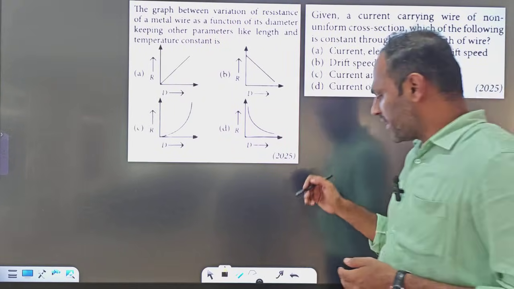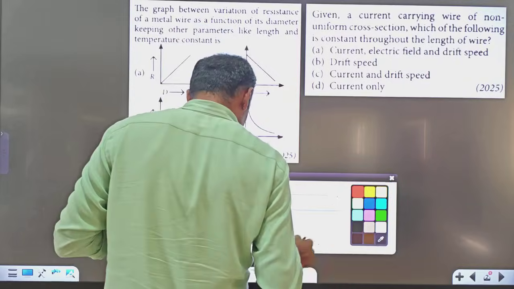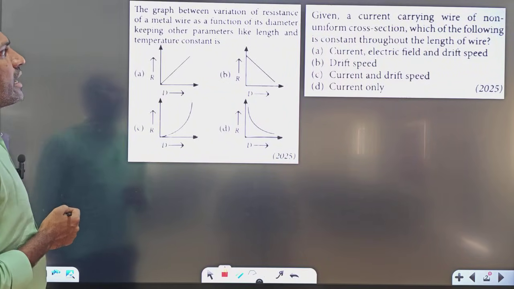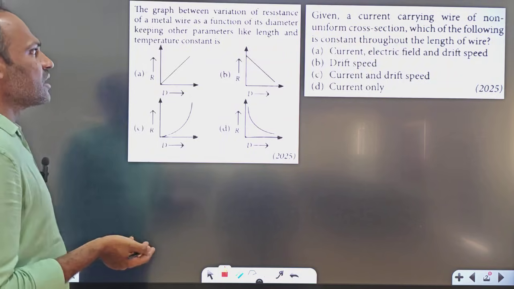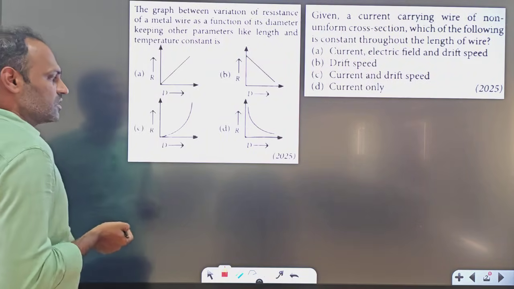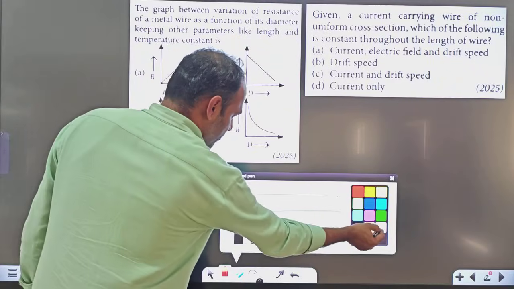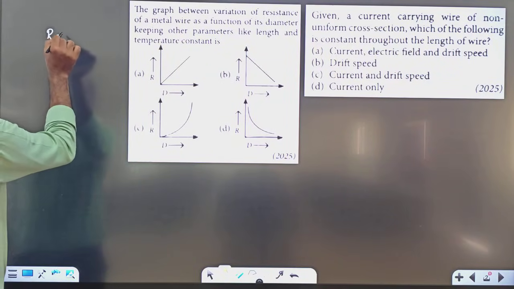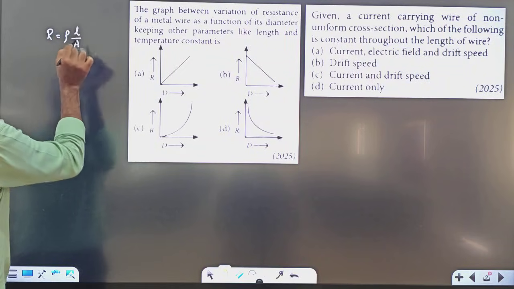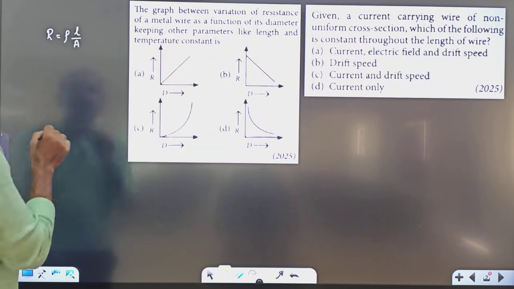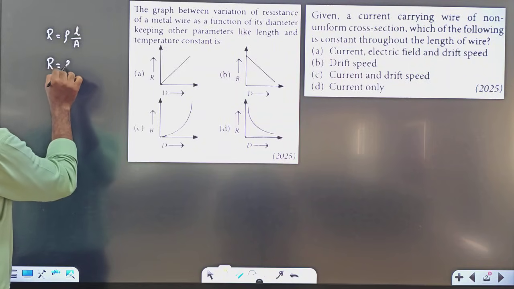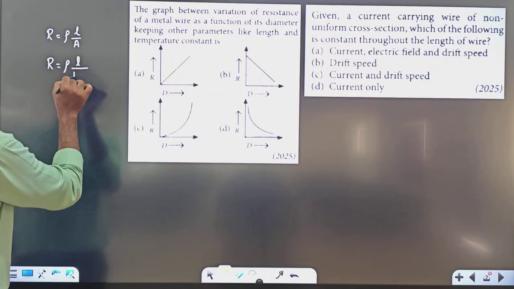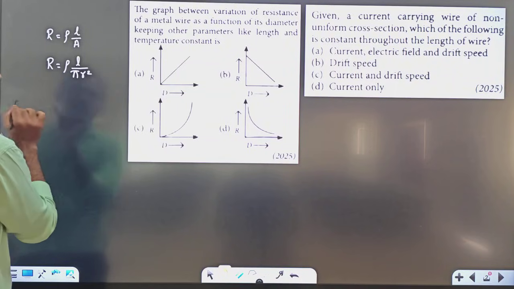See, this is from KCET 2025. Read the question. The graph is between the variation of resistance of a metal wire as a function of its diameter, keeping other parameters like length and temperature constant. So they are asking the relation between diameter and resistance. We know very well, resistance is equal to rho into L divided by A, correct? Here rho and L are constant, temperature is also constant. So area I can take as pi r square, right?